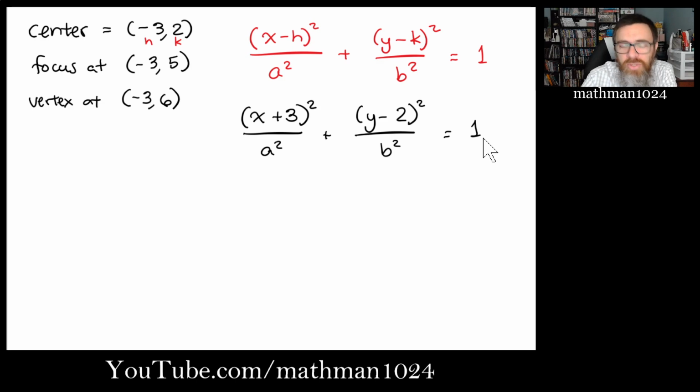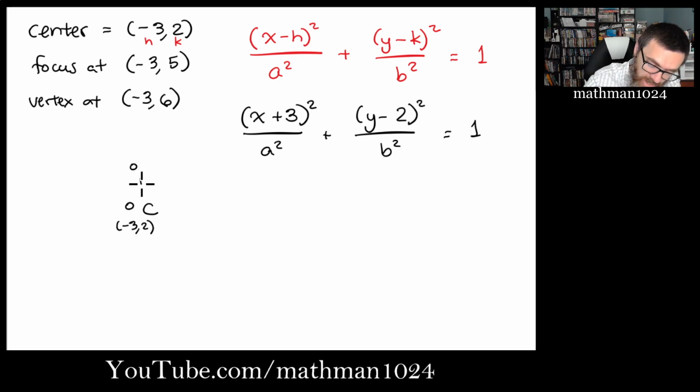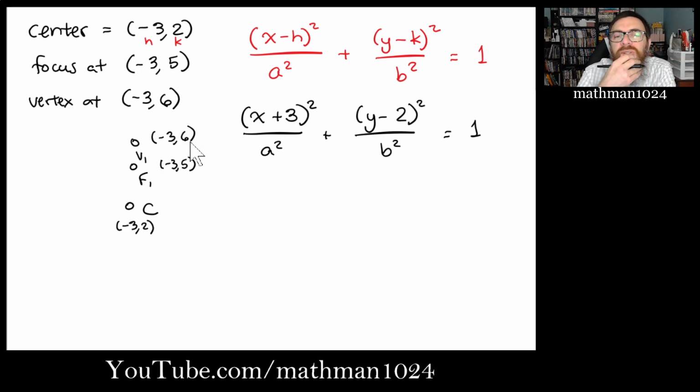Now, you'll notice that if you were to just graph this out, we have the center at (negative 3, 2). We have a focus at (negative 3, 5), so that's going to be up. So let's mark this as the center. And up here we have one focus at (negative 3, 5), and then we have a vertex, call that V1, at (negative 3, 6). So since a focus and a vertex are directly above or below the center, that means we're stretched more in the y direction, which means b is going to be larger than a.